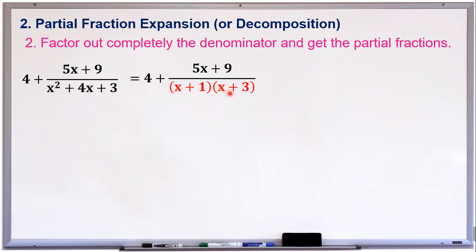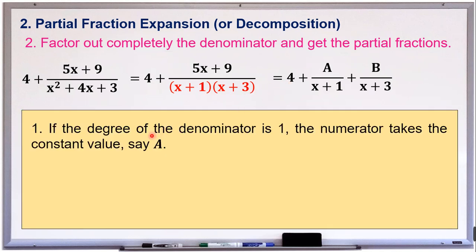Now, in generating the partial fractions, it is based on the number of factors. If we have two factors, then we also have two simpler fractions or partial fractions. And there is a pattern here. If the degree of the denominator is 1, take a look at the first partial fraction. We have a over x plus 1. So x plus 1 has a degree of 1, so the numerator takes a constant value, let's say a. Okay, a here is constant.